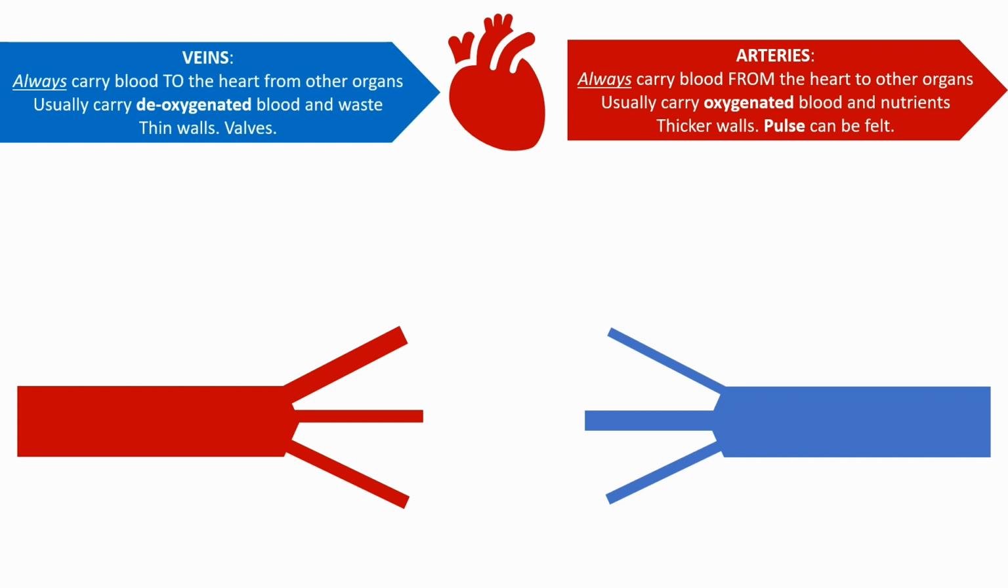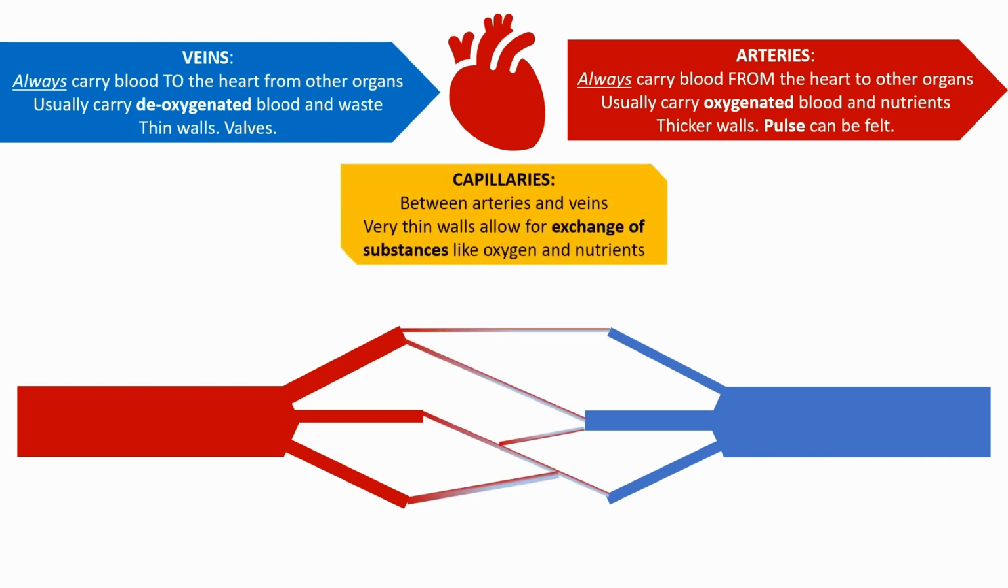The veins tend to have thinner walls and they also have valves within them which prevent the backflow of blood and allow a unidirectional flow. The third kind of blood vessels become important within the tissues. See, the artery divides into multiple smaller branches until, at the level of the tissues, there are very thin walled blood vessels. These are called capillaries. The capillaries are where the exchange of materials and substances takes place.